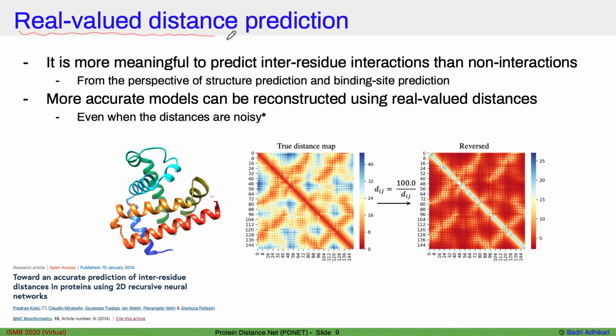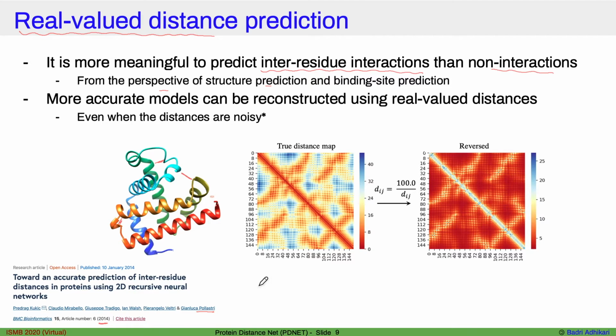Now, in the protein structure prediction domain, it is more meaningful to predict inter-residue interactions than non-interactions. That is, we are interested in predicting all the shorter distances rather than longer distances. This makes sense because from the perspective of structure prediction and binding site prediction, it's more meaningful to predict interactions than non-interactions. Also, in 2014, Polastri et al. showed that when we reconstruct models using predicted distances, we get more accurate models than using contacts or distance ranges.